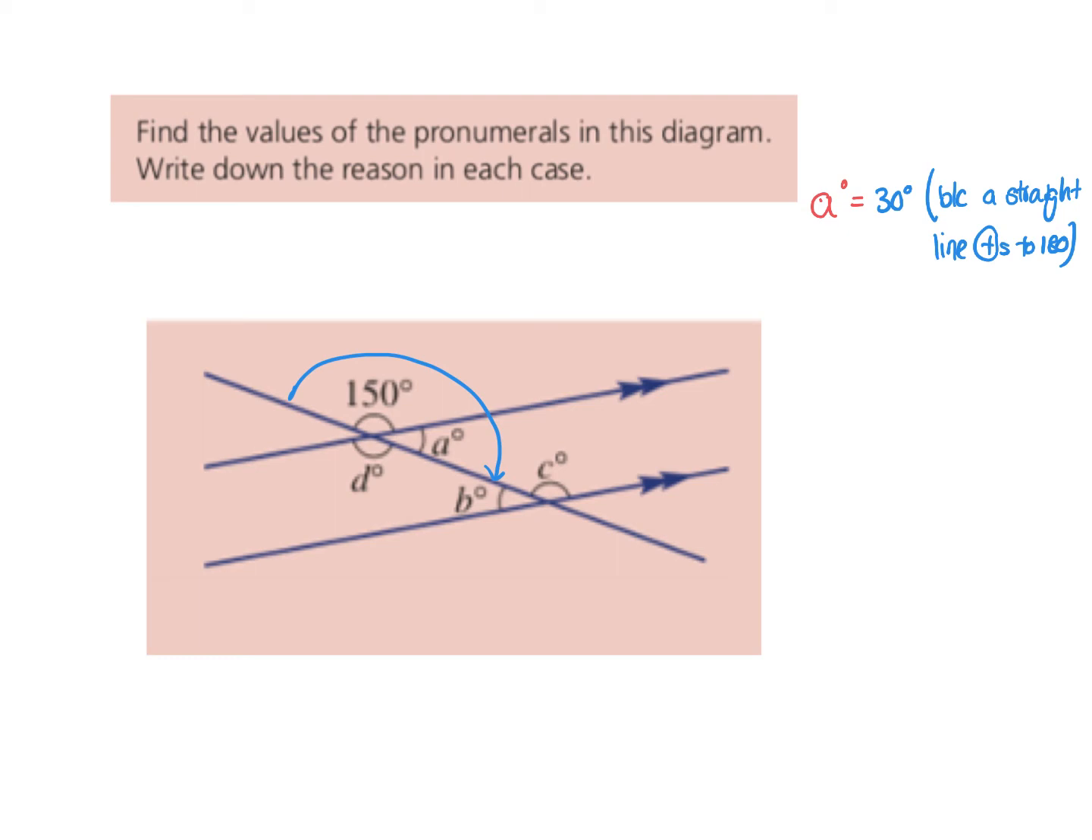All right, now maybe let's look at, I'm not going to go in alphabetical order because I'm going to do some easier ones first. So see this D, I'm going to do D. Now, is it vertically opposite that 150? Yeah, so I'm going to say D is 150 degrees, and my reason, I'm just going to write because it's vertically opposite. Yeah, that's all you need to write.